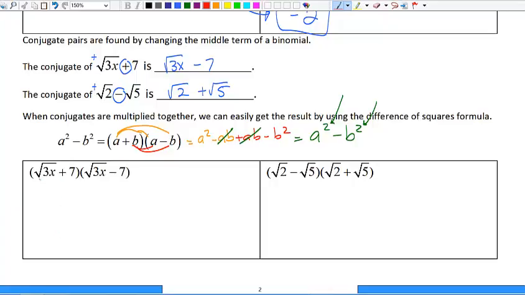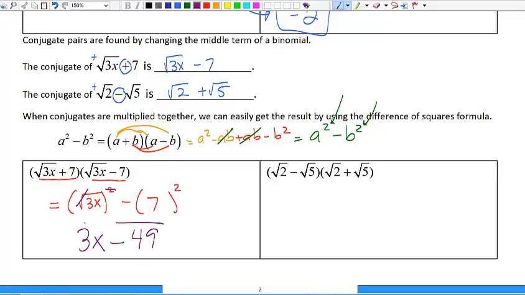So I know that this is a conjugate pair because the terms are exactly the same, but the sign in the middle is the opposite. So I know that they're conjugate pairs. And the difference of squares formula says that this is going to multiply into a squared minus b squared. Well, my a is the root 3x, and the b is the 7. So if I just evaluate this, the square and the square root undo each other, and I'm just left with 3x minus 7 squared is 49. This is the solution to the binomial product.